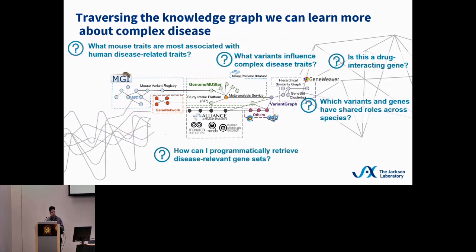So the ones that I'm going to talk about today are really, what variants influence complex disease, and do they have shared roles across species? How can we find that out? And then how can I also programmatically retrieve this information, programmatically retrieve disease-relevant gene sets?